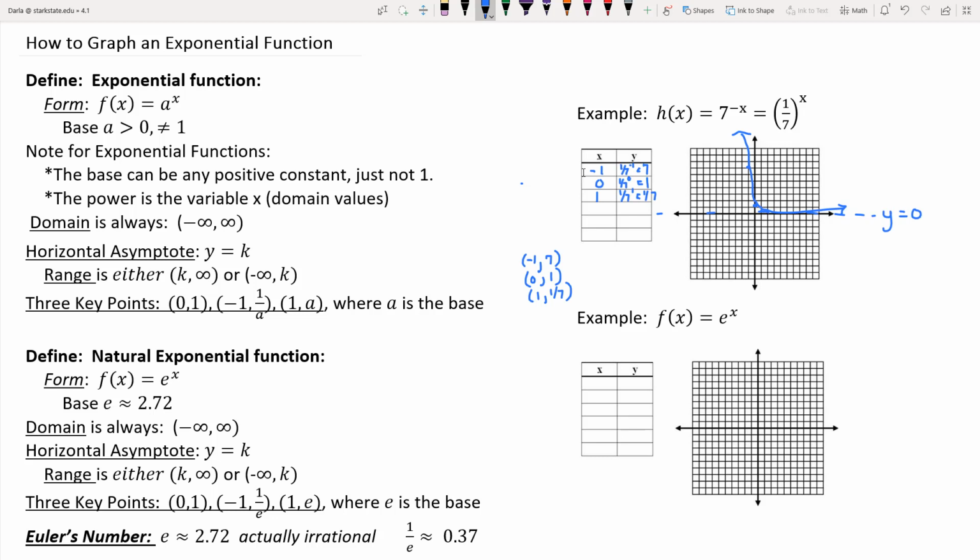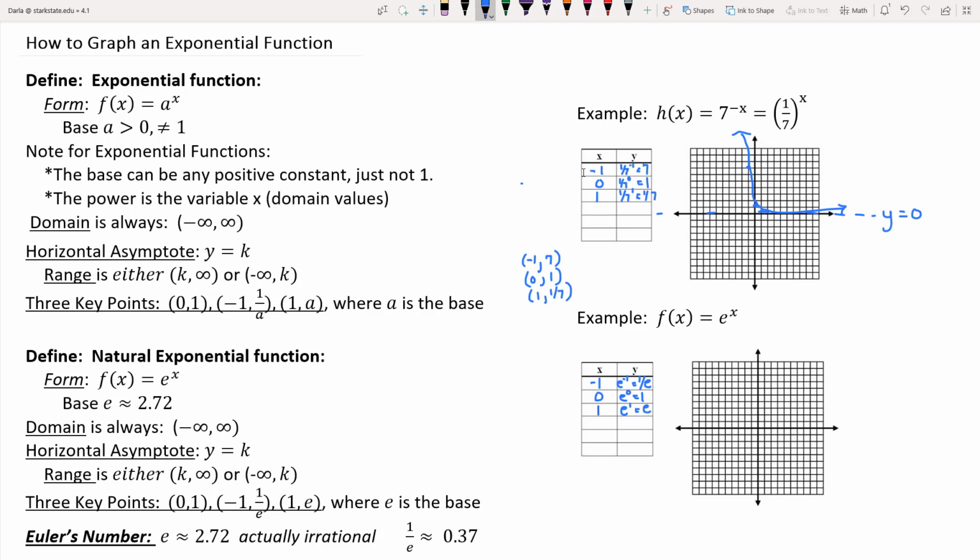We can do one more example, but this time around our base is e. So our points are going to be in terms of that e. So again, we'd still pick our x to be -1, 0, and 1, but it's e raised to those powers. So e raised to the -1 is just going to be the reciprocal, which is 1 over e. e raised to the 0 power, anything to the 0 power is 1. e to the first is just going to be e.